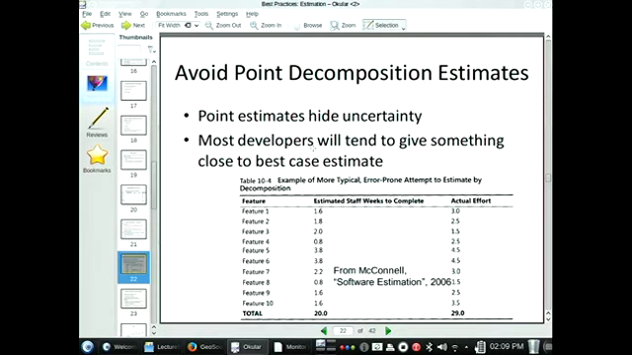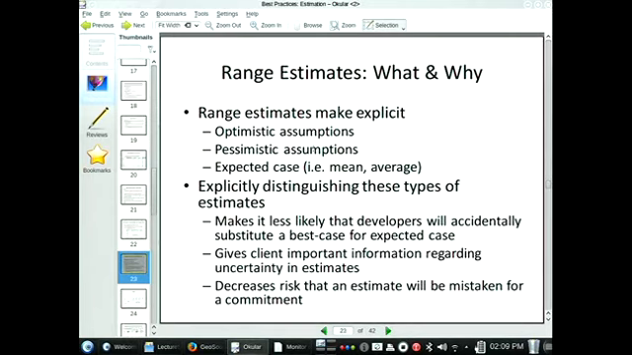Surely it's not going to take that long. And moreover, we omit things. We think of the common case, the expected case, the usual case, and we don't tie ourselves up with thinking about conflicting library versions and incompatibility with existing tools or what have you. So point estimates, very, very dangerous. Range estimates make an optimistic assumption, pessimistic, and expected case.